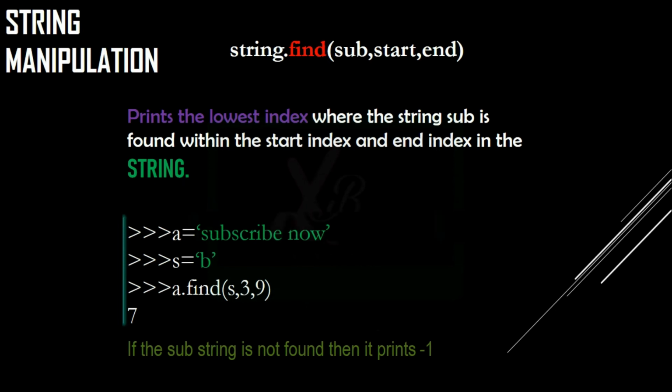So between 3 and 9 I have to search for B. Which is the second B, that is at index 7. S is 0, U 1, the first B should have given me 2, but why didn't it give me 2? Because it's not in the range of 3 and 9. And one important thing: if the substring is not found, then it prints -1. So if instead of B I had written K, it would have given me -1, which means it is not there in this string.